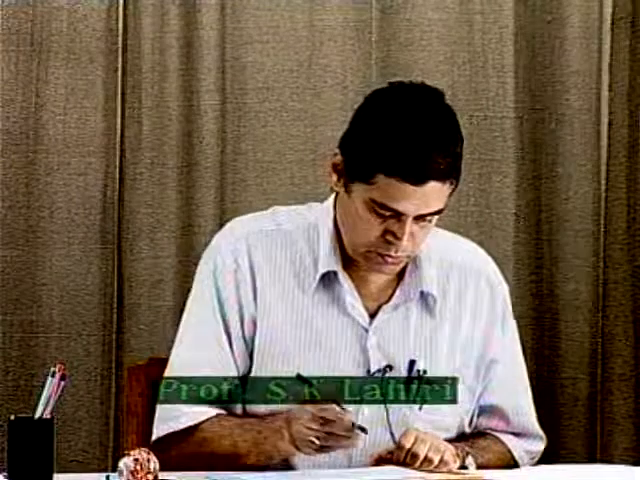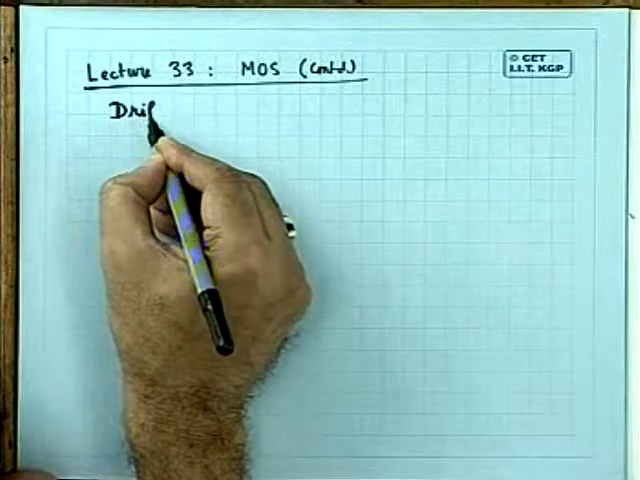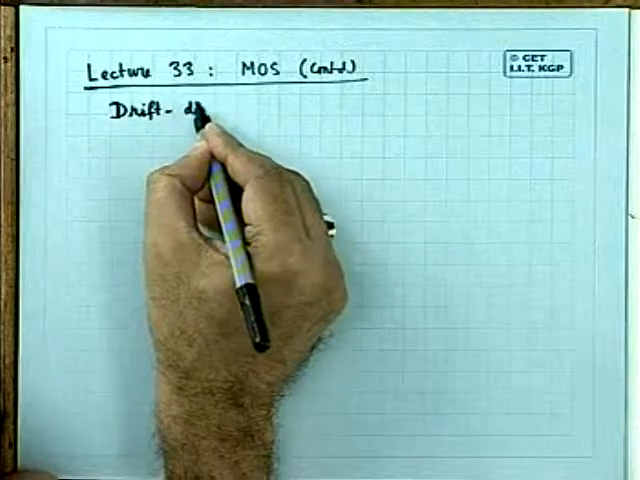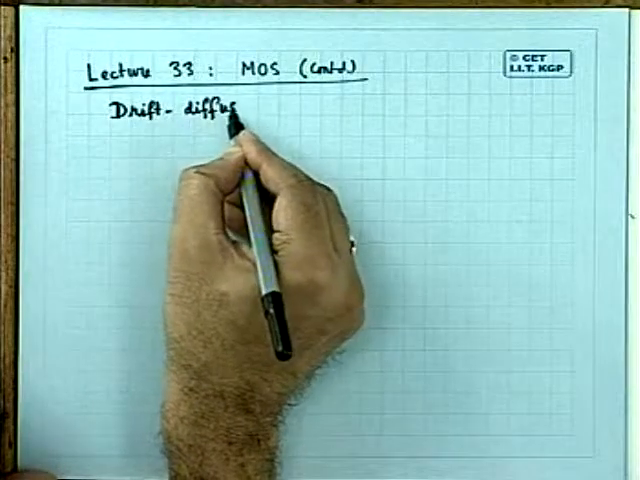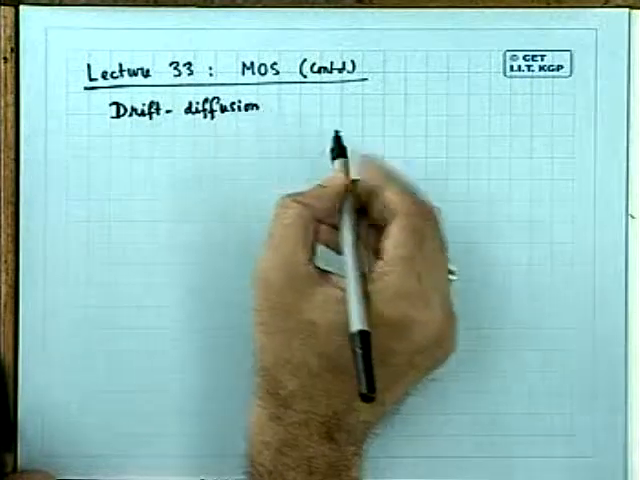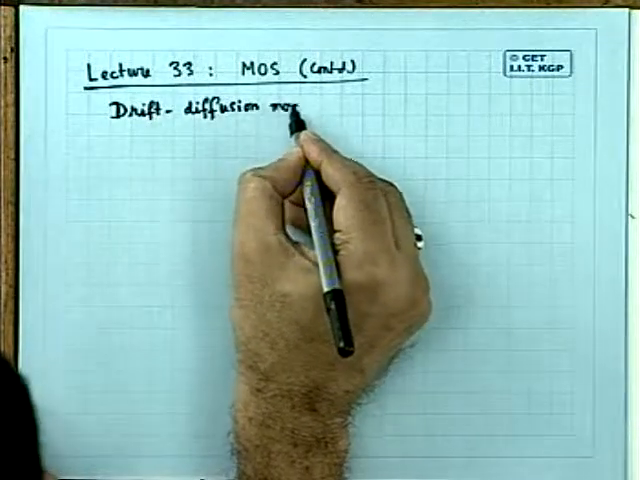Okay, let us return to our lecture number 33 now. And we now consider a model called the drift diffusion model. I will only give you some hints.